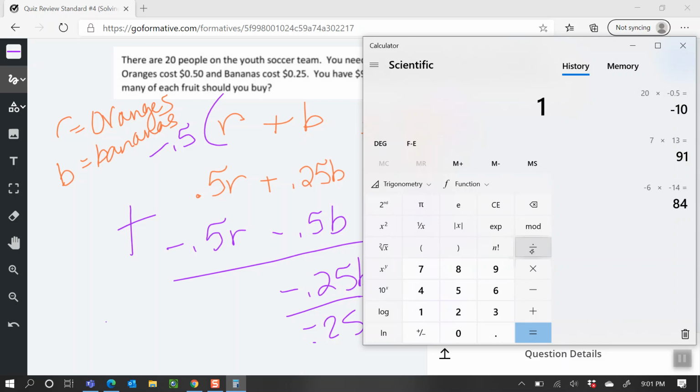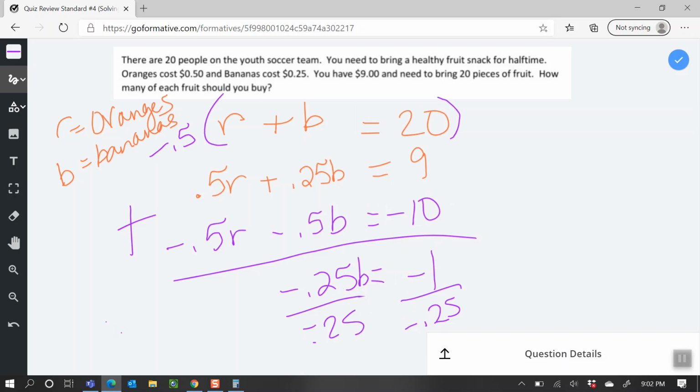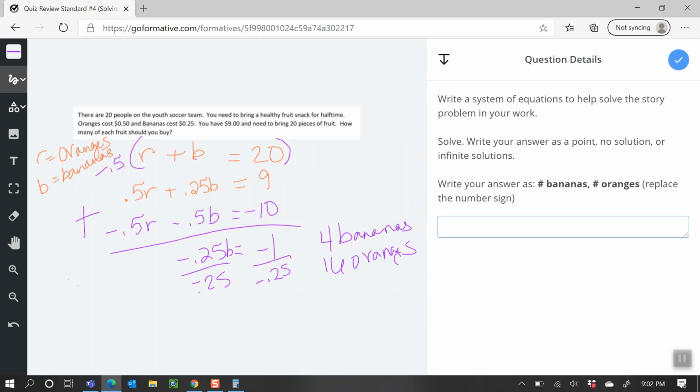1 negative divided by 0.25 negative equals 4. 4 bananas. So, if 4 bananas is here, and I need to get to 20, that means I have 16 oranges. So in my answer, I would type 4 space bananas, comma, space, 16 oranges.